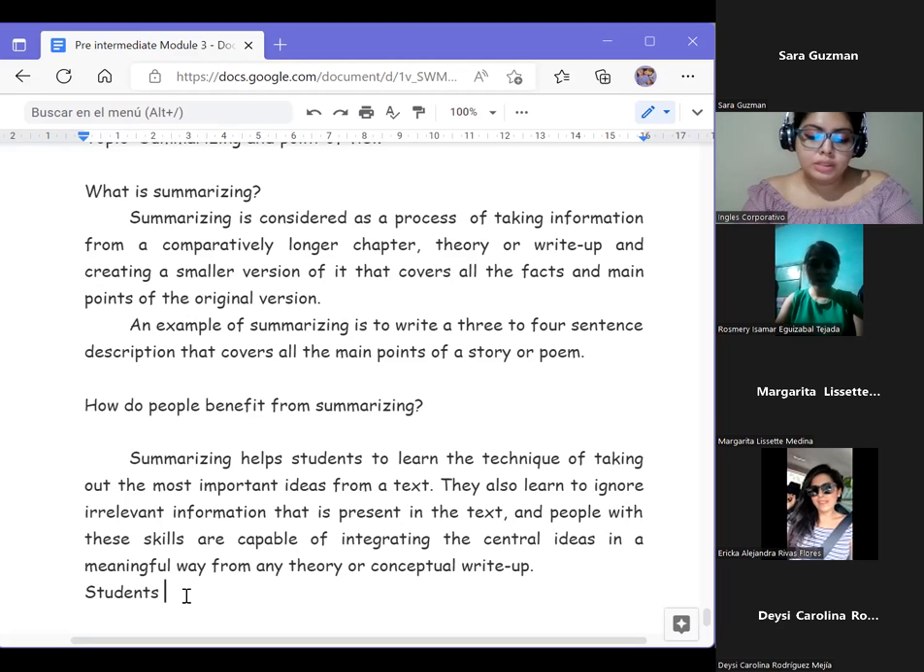And this one is students who are learning how to summarize improve their memory abilities and become more skillful in the process. So in this case, it's not just that we are going to read and say something. In this case, it helps the memory.